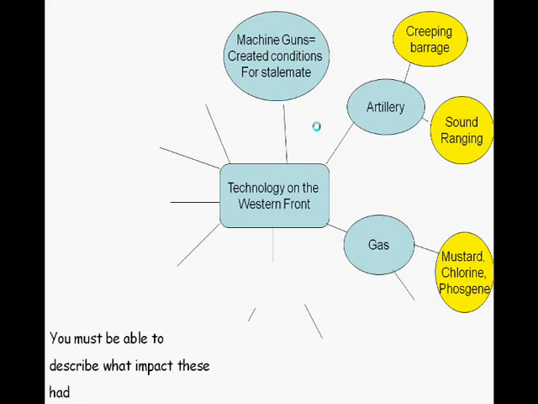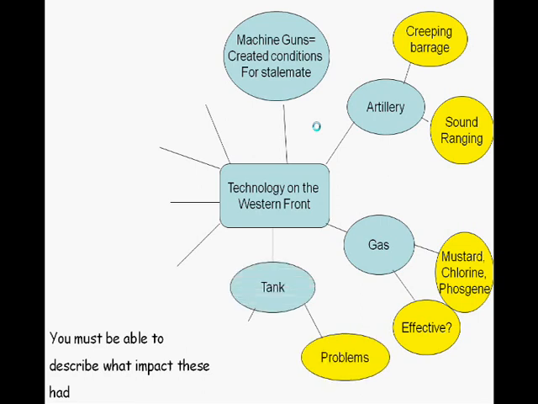Gas, three types: mustard, chlorine, phosgene. Were they effective? Well, they spread fear throughout the troops because of the horrible effects they had, but as we've seen, they were subject to the wind conditions. If the wind was going your way in the morning, you let the gas off, great, but then the wind could change direction and you've gassed your own troops.